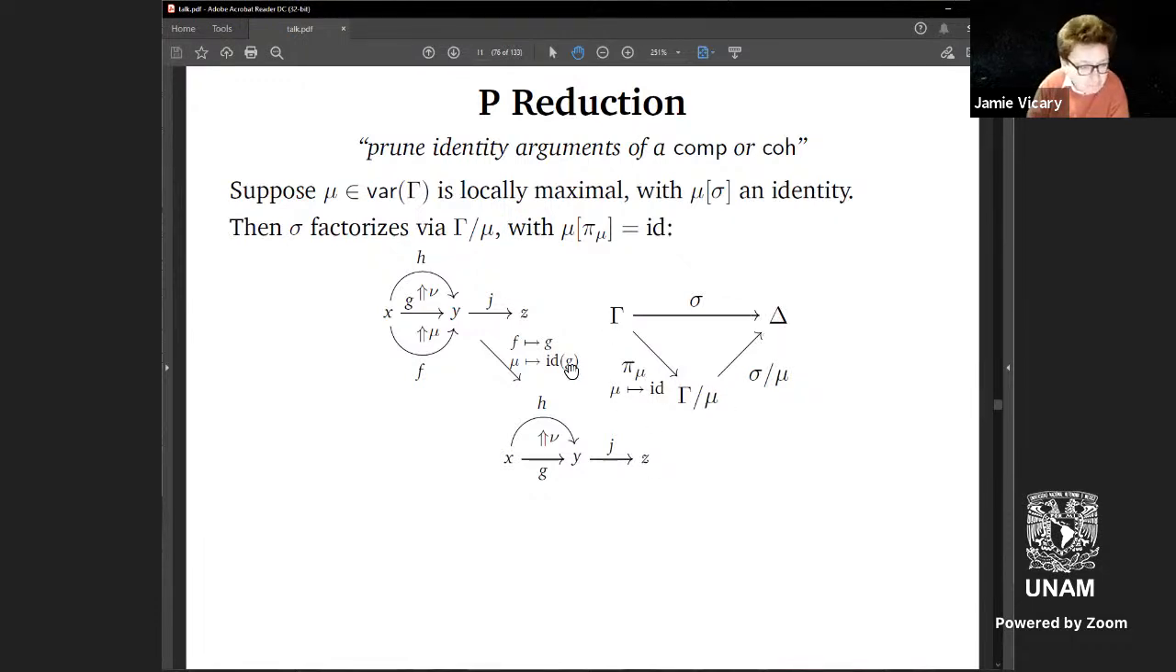All right. Okay, so let's see what happens in principle. Suppose sigma is this context, the one we've seen many times. And so, excuse me, suppose gamma is this context. And suppose sigma sends mu to an identity, delta. So what's gamma slash mu? It's the context where we take gamma and we take mu and we pinch it out.